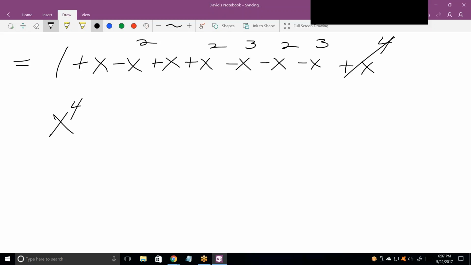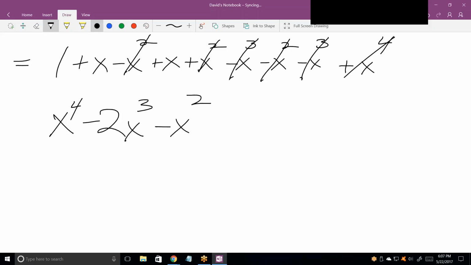How many x cubes do we have? Negative 2. How many x squareds do we have? Negative 1. The x's? 2x.